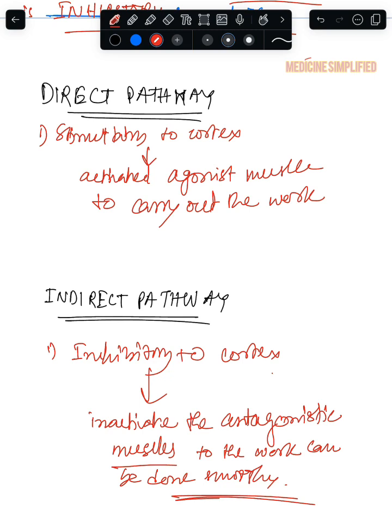I hope you have understood all. The direct pathway is stimulatory to the cortex. It activates the agonistic muscle which will carry out the work. The indirect pathway is inhibitory to the cortex, which means it inactivates the antagonistic muscles so that work can be done smoothly.